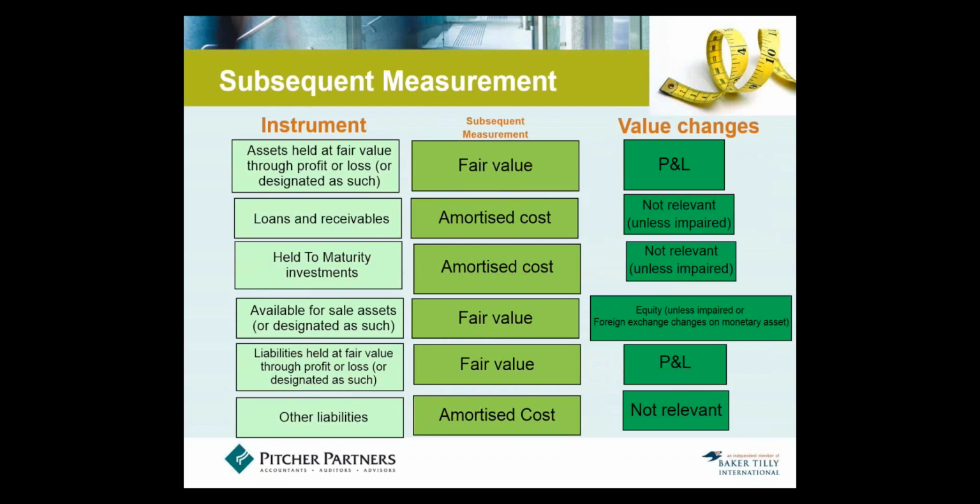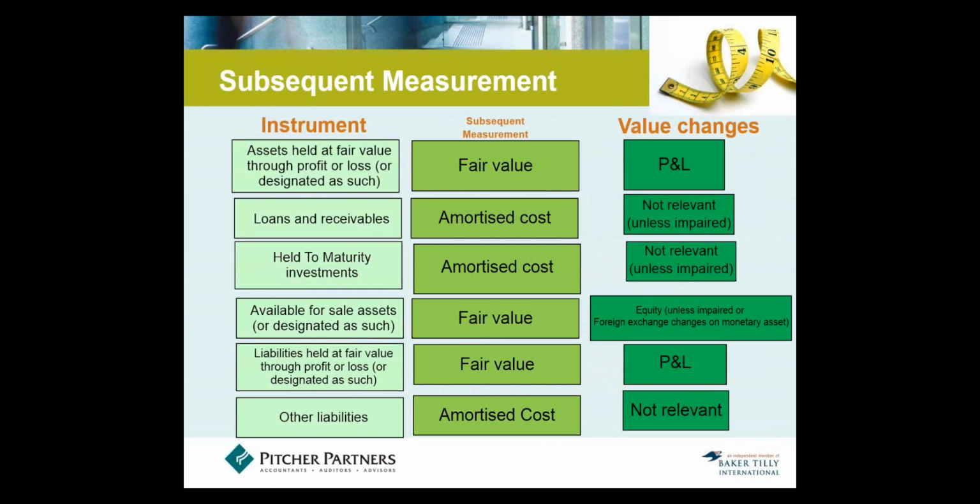If we look at the second instrument there, which is the financial asset, loans and receivables, we know initially it's fair value plus or minus transaction cost, but subsequent measurement is something called amortized cost. And the value change is not really relevant unless it's impaired. And we'll look at an example of amortized cost very soon. If it's held to maturity investment, HTM, it's amortized cost. And if it's all other liabilities, it's amortized cost.